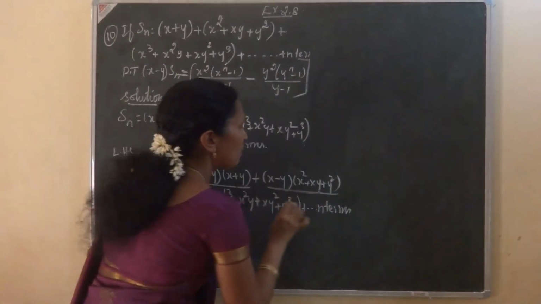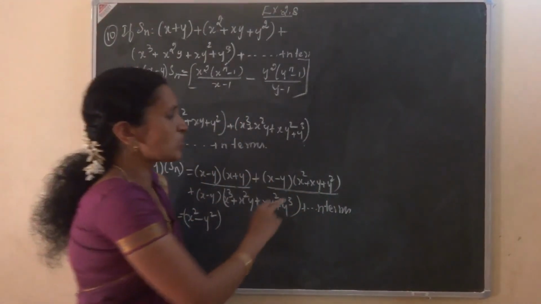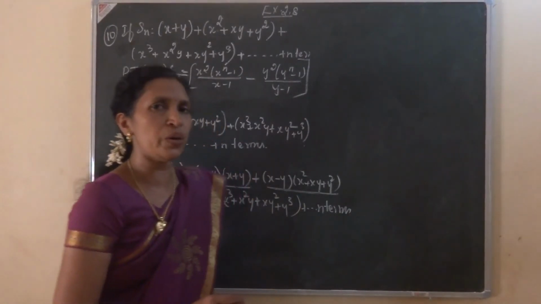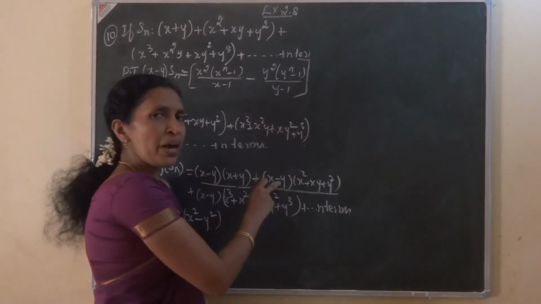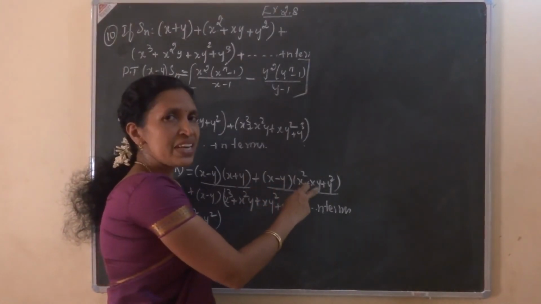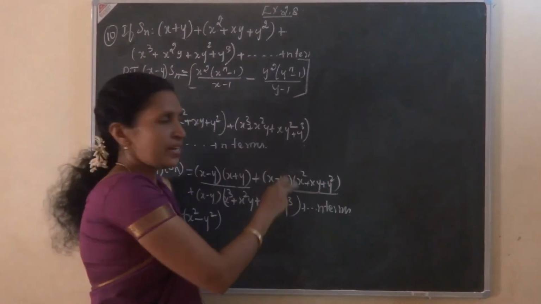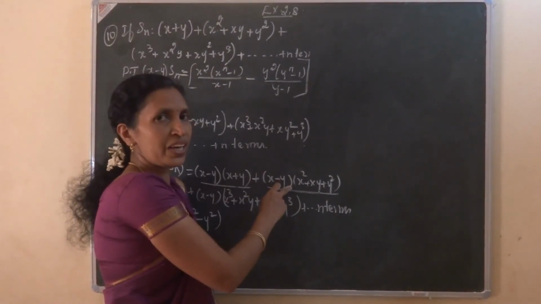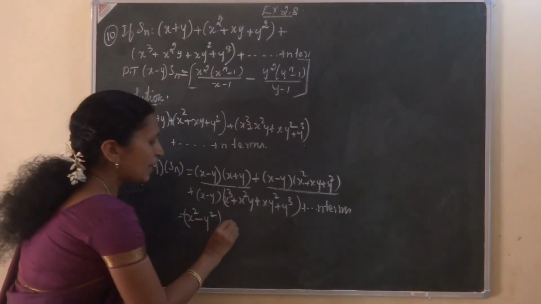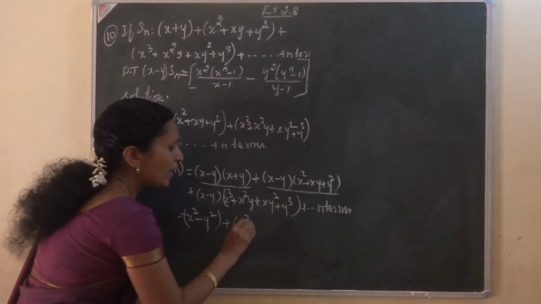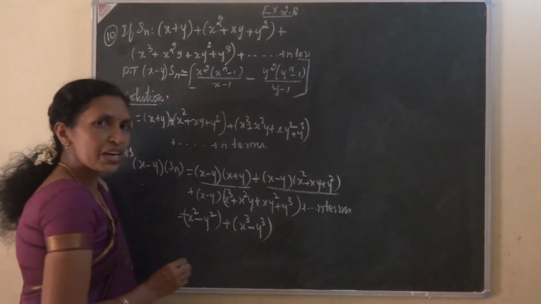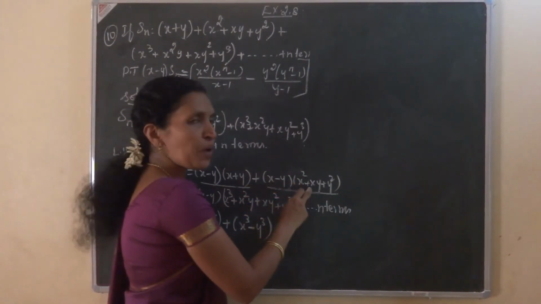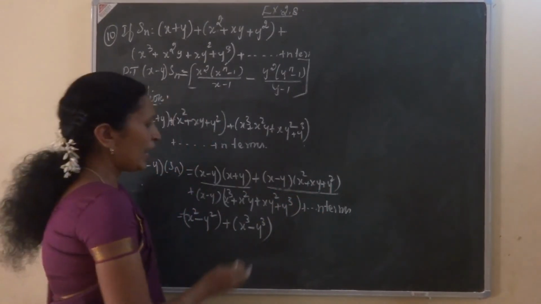Next, this one. Which formula you can remember here? x minus y into x square plus xy plus y square. That is a cube minus b cube equal to a minus b into a square plus ab plus b square. Instead of a, here x is there. Instead of b, here y. So what does the formula say? That is x cube minus y cube. Do you understand? x cube minus y cube equal to x minus y into x square plus xy plus y square.